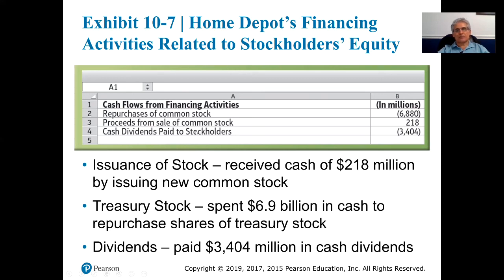These could be examples of what you might see related to the equity section. You would have repurchases of common stock. That would be a negative cash flow because the company is actually buying common stock. So that would be negative to cash flow. Money is leaving the organization. Proceeds from the sale of common stock would be a positive inflow. So you would see a positive number. And then cash dividends paid to stockholders would be a negative amount too. That's money paid out to stockholders.